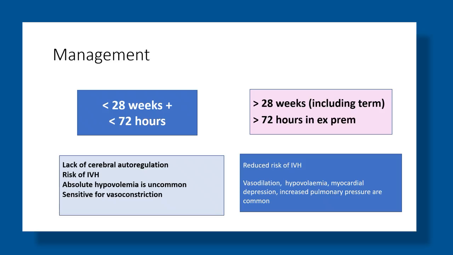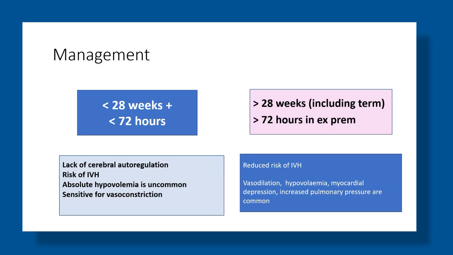Now coming to management algorithms. When it comes to algorithms, we can see a clear difference between two groups of babies. First, we are going to look at the extreme preterm baby in their first 3 days of life, or first 72 hours of life. And then we have those who are more than 28 weeks, including the term babies and also ex-preterm babies who are older than 72 hours of age.